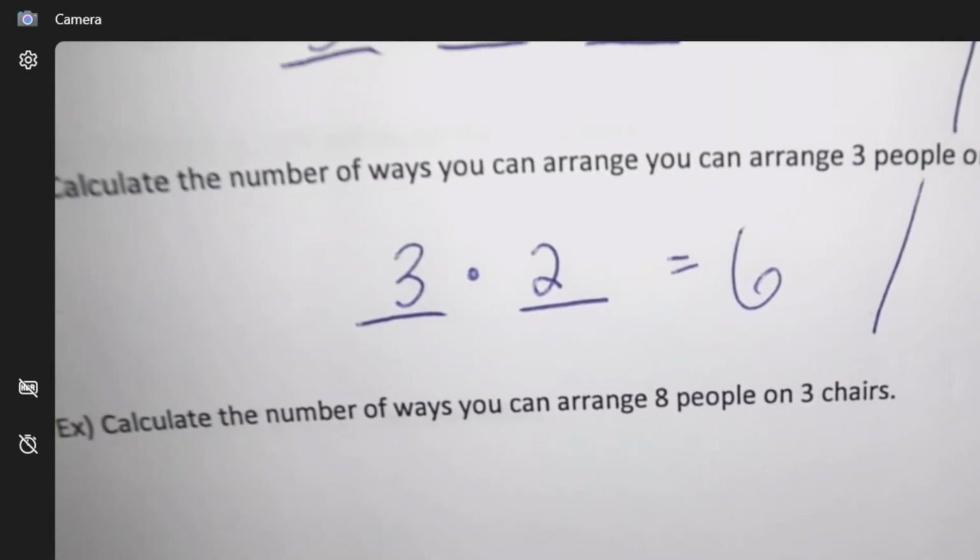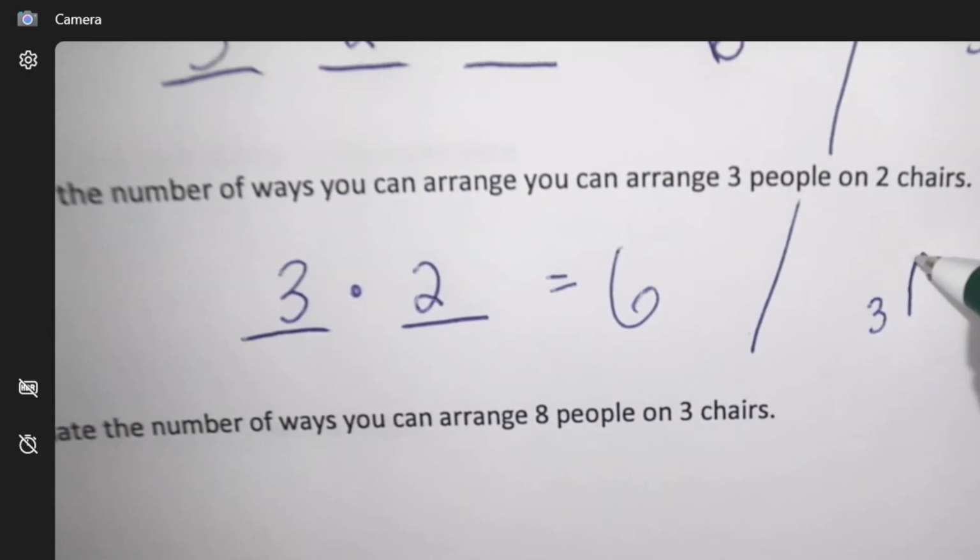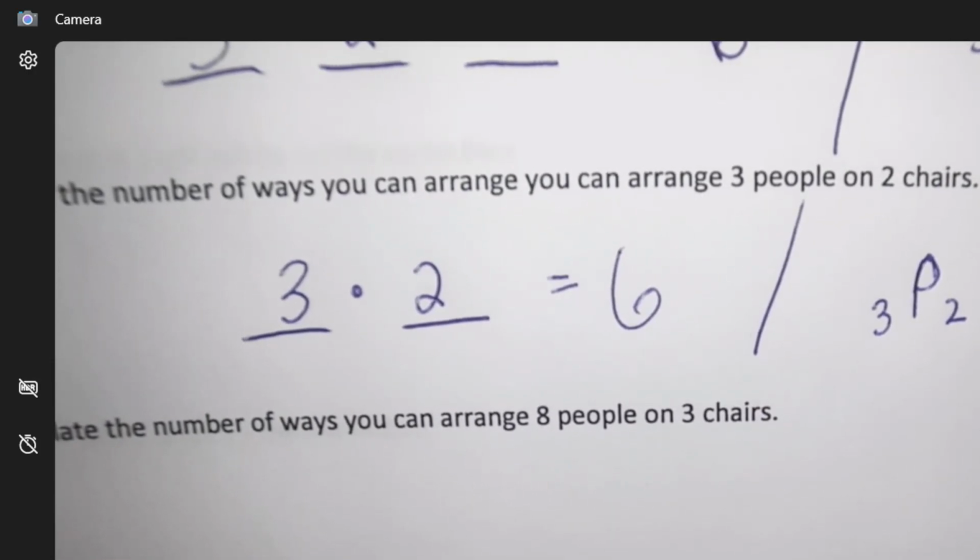Okay, the other way you could have done this was a 3P2, because you have 3 things and moving around 2.